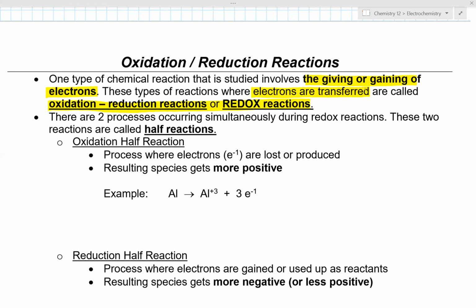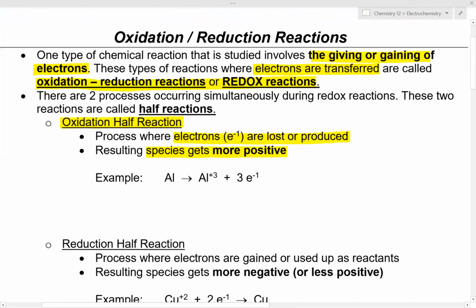Now, in redox reactions, there are two processes occurring simultaneously. These two reactions are called half reactions. So there are two types of half reactions that go on. One of them is called the oxidation half reaction. And in this case, this is where electrons are lost or produced. Both terms mean the same thing. It just depends on which book you use. And the resulting species gets more positive. Okay? Now, what do I mean by this?